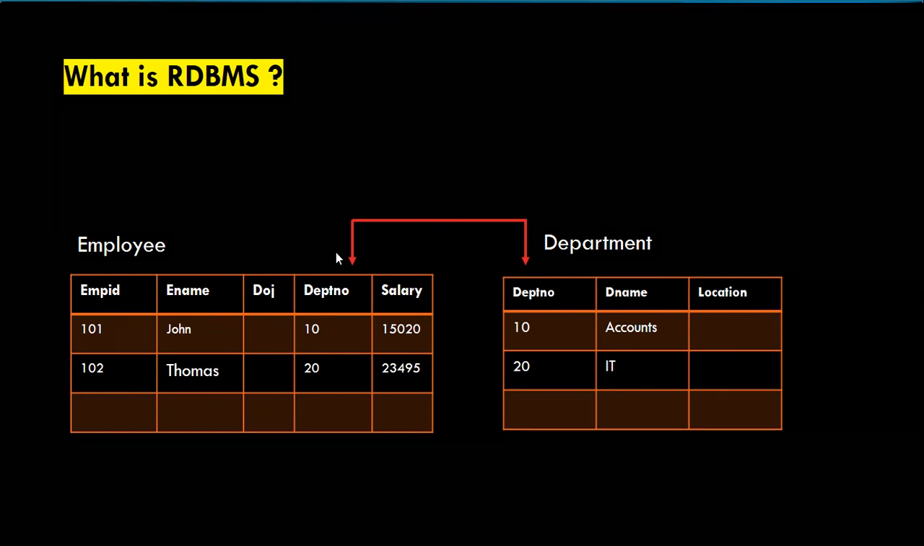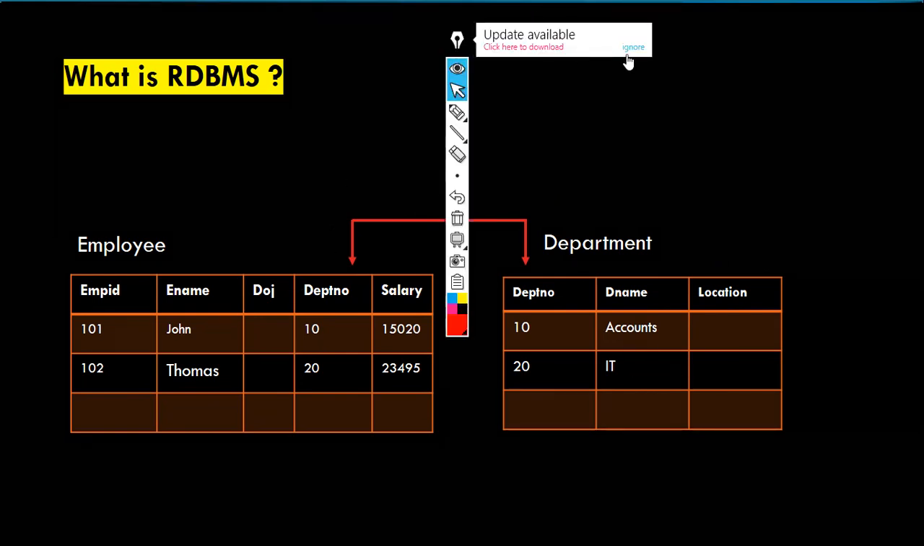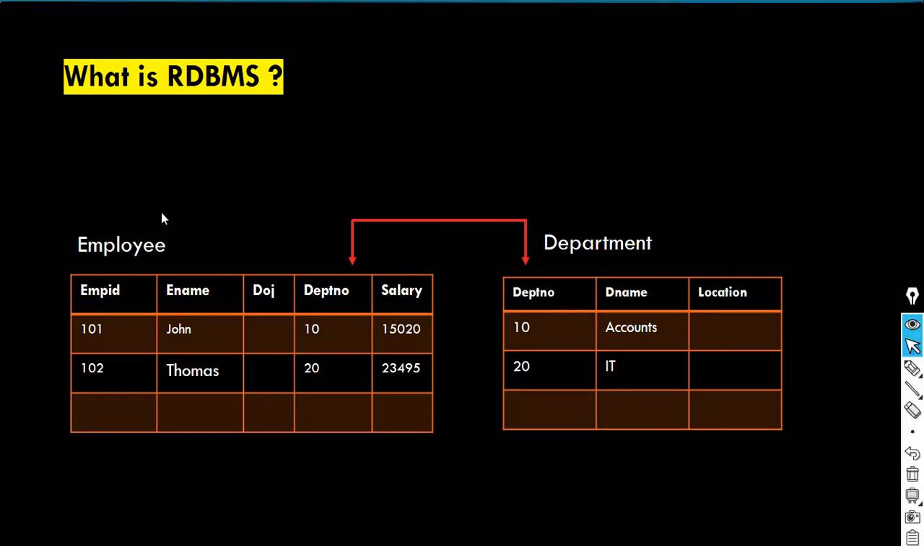Here you have depart number, there you have depart number. Hence we could see that a common column like depart number exists in two different tables, right? So these two tables have the common column depart number. Since you have the common column between these two tables, you will be able to create the link or the relationship between the two tables based on the department number.